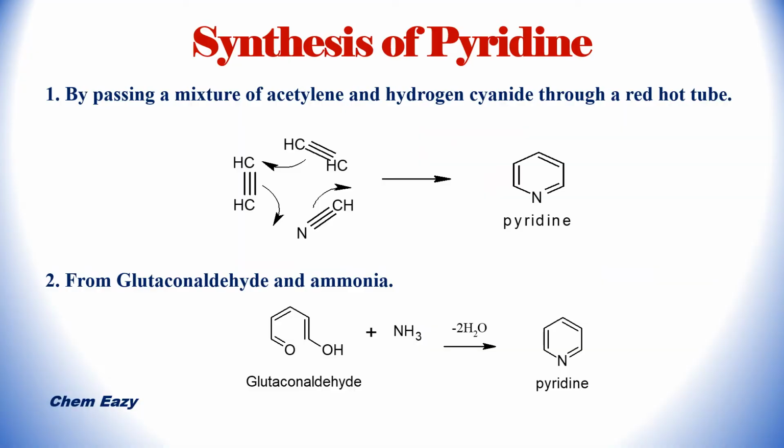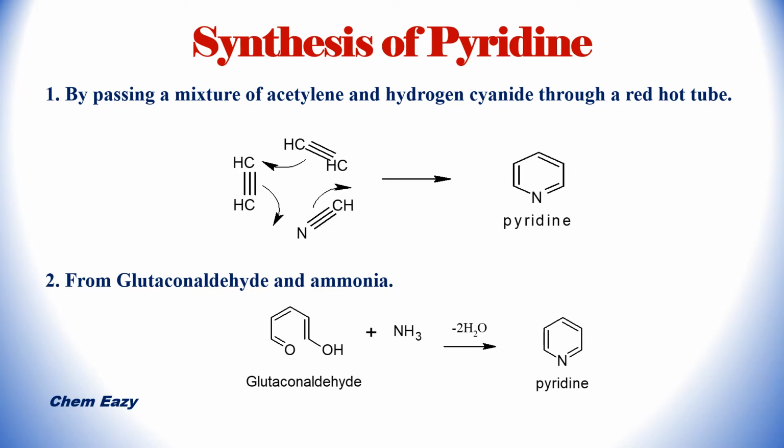Pyridine can be synthesized by passing a mixture of acetylene and hydrogen cyanide through a red hot tube. It is shown in this reaction. So this is one molecule of acetylene and here another one molecule of acetylene and this is one molecule of hydrogen cyanide. This mixture passed through a red hot tube which produces pyridine.